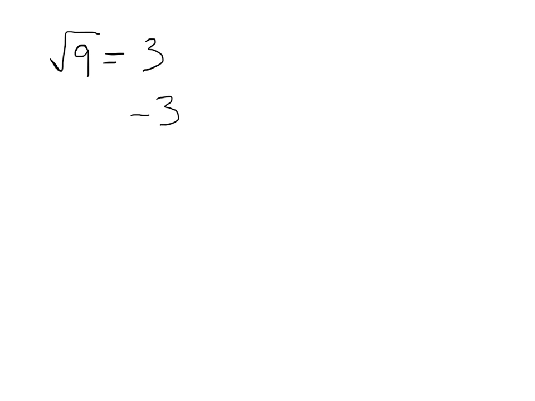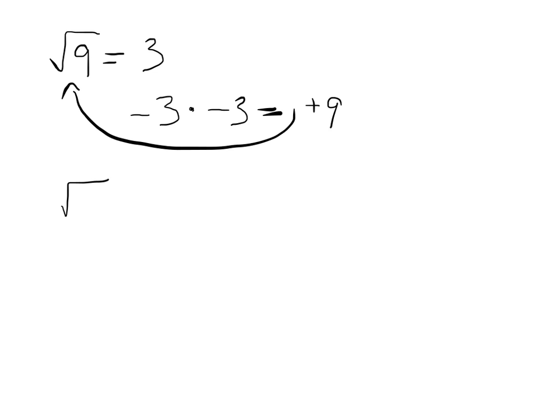The reason why the answer is also -3 is because if you take -3 times -3, that's going to get you a +9. So the actual answer to the square root of 9 is plus or minus 3. All this is saying is that the answer is a positive or a -3. That's really important to today's lesson that you understand that.